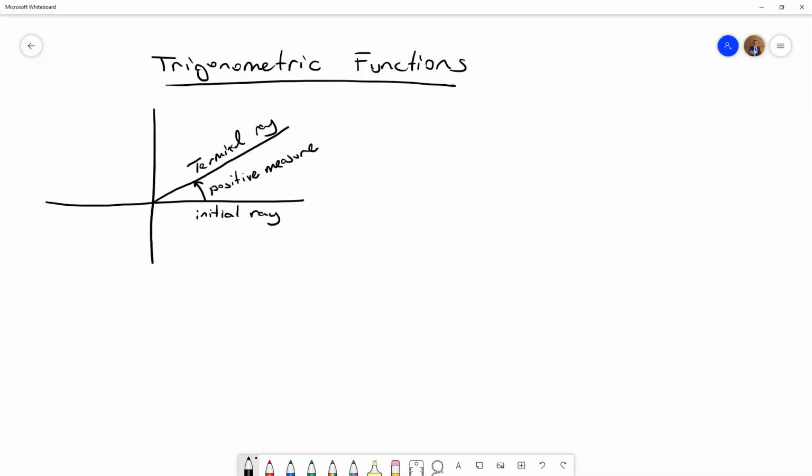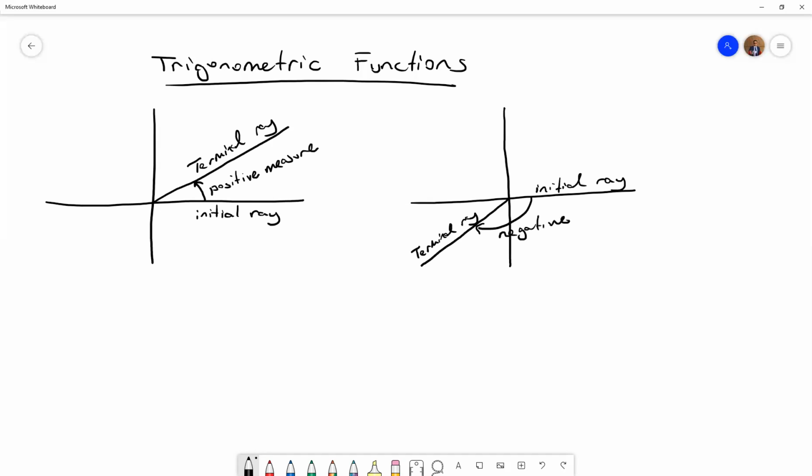Yeah, and on the opposite side, if we have a terminal ray like that, and our measure is that, and the initial ray is that, so this one is a negative measure.